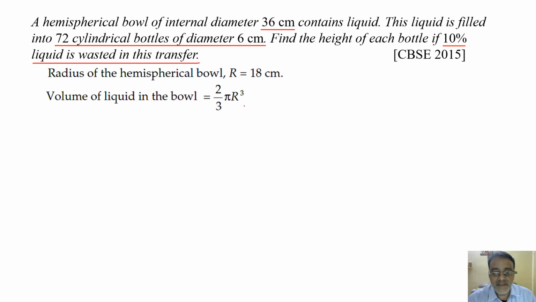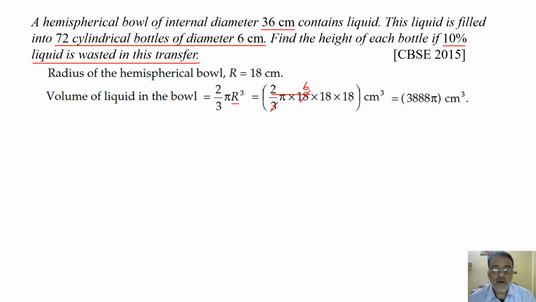So we'll substitute the value of capital R only. So we'll get 2/3 pi 18 into 18 into 18. So one 18 we cancel with 3, 6, so 12 into 18 into 18. So we are getting 3888 pi centimeter cube. Now volume of liquid filled into bottles, that will be 10% wastage, right, so we will take 90% of this.